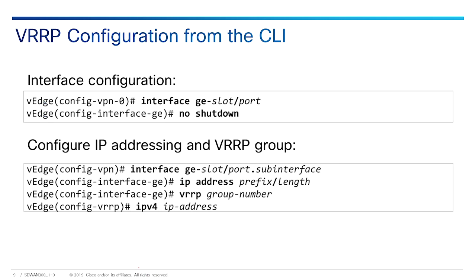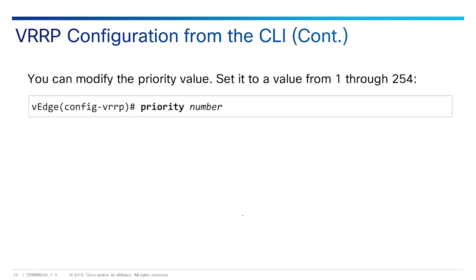Here's the CLI configuration. We're going to do this under the interface itself. So we're already in VPN 0 here. No shutdown. And then we're going to do an IP address here, where we're going to configure our IP address and our VRRP group, and then our virtual IP address. Group number is going to identify the virtual router, by the way. And we can modify that priority value, set its value from 1 through 254. We can do that in the CLI as well.